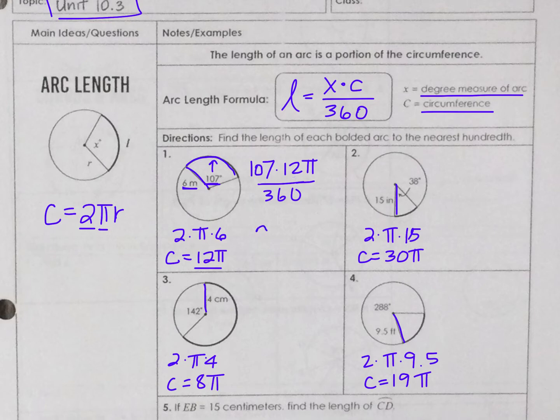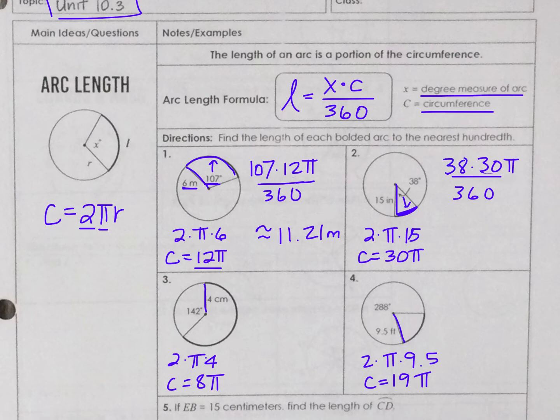Type that in your calculator. Your answer will be 11.21 meters. All right. This next one, I've got to do the x times c divided by 360. I figured out the c for you already. We'll go ahead and write in 30 pi. The x, if this angle is 38, that arc is also 38. So that's what I'm going to put in for the x.